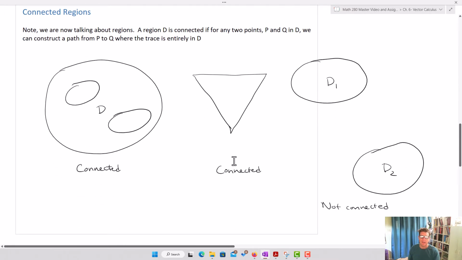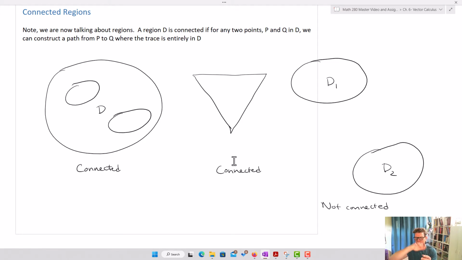Next, we have something called connected regions. Note we're now moving over to regions. A connected region is one where, for any two points P and Q in D, we can construct a path from P to Q where the trace is entirely inside of D. The trace is just a drawing over the path. Let's imagine we have P and Q. Clearly this path from P to Q is inside of the region. We could have this as P and this as Q, and imagine that moving; that's inside of the region.